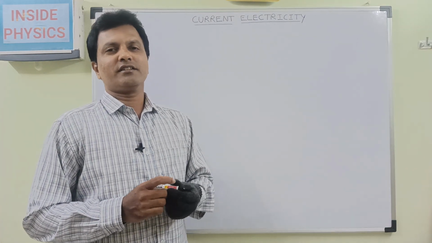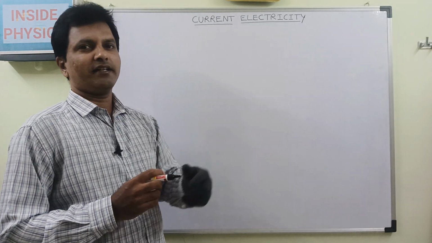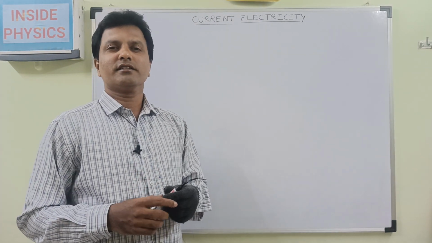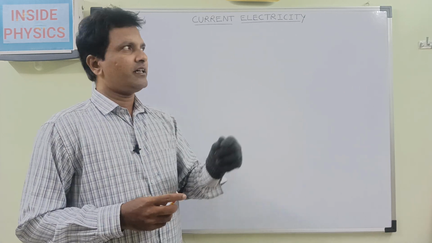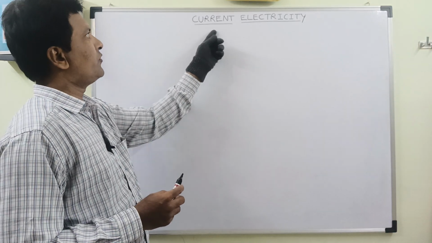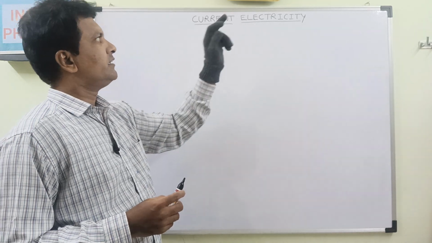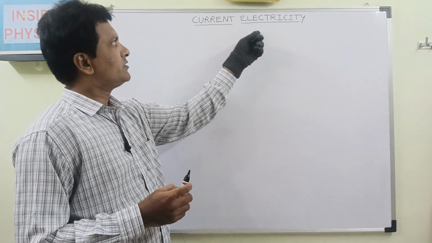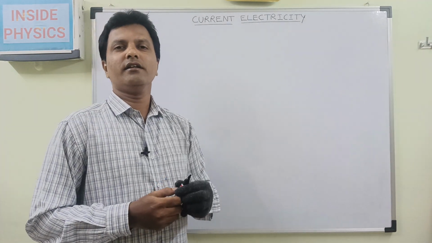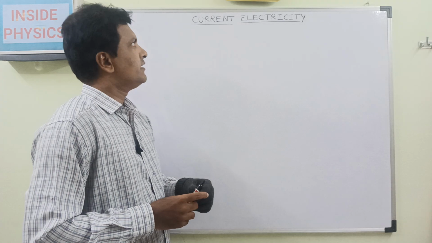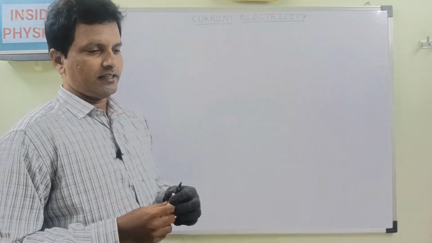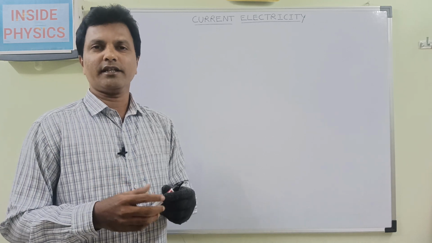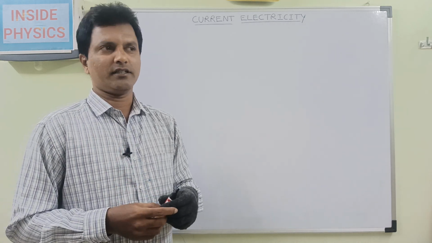Today we will discuss current electricity. What is current electricity? Current means the flow or movement. Electricity means flow of charge. The charge movement is called electricity. Here, current electricity tells us about the moving charges. The moving charges produce a current of electric charges.